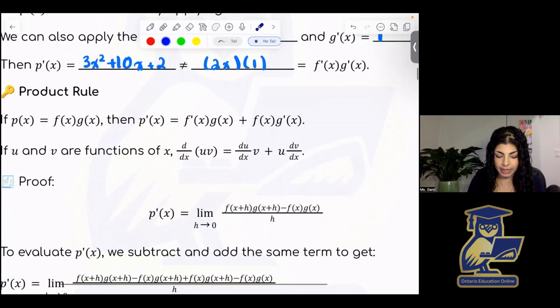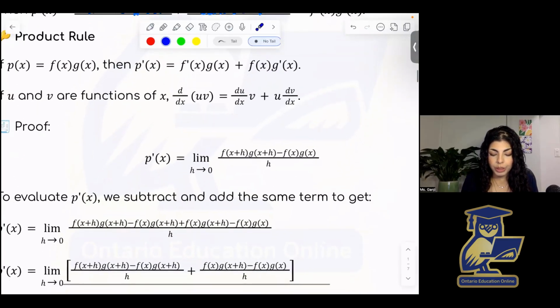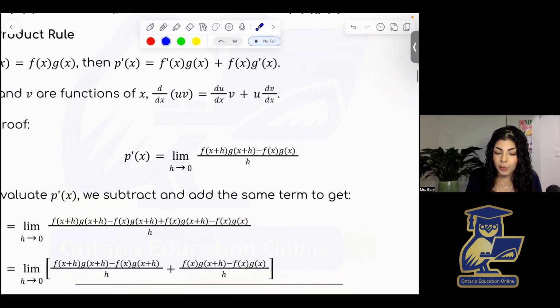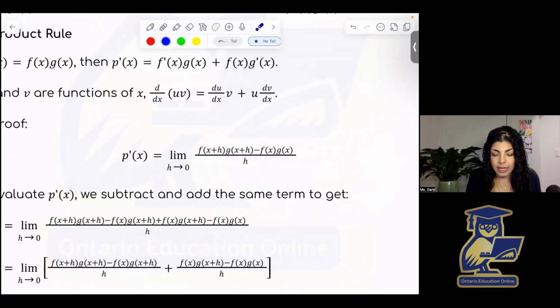Now, the proof of this, so we start with p prime of x, and we're taking that limit, the definition of the derivative. So here we're going to have f of x plus h times g of x plus h, because that's what p of x is.